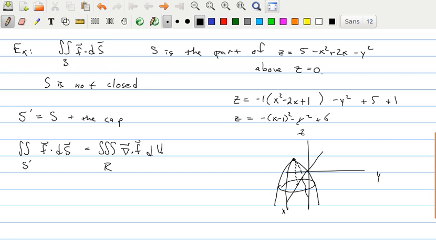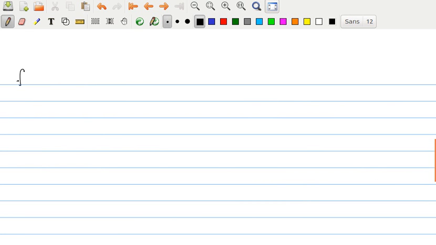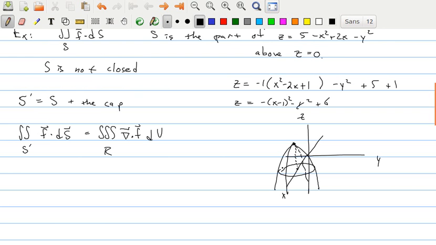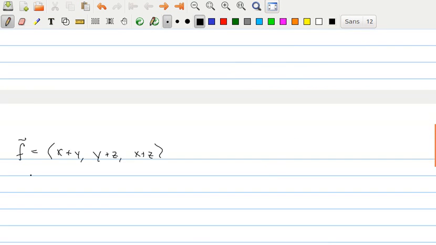And then what we could do here is break this into two pieces, two separate integrals, one for the surface and then one for the disk, and then solve for the one that's missing. Let's do a specific example on this with this region. Let's take a specific vector field. Let's do this with F equals (x plus y, y plus z, x plus z). Let's take that as our field, and we'll do the flux through just that top surface, just the paraboloid.